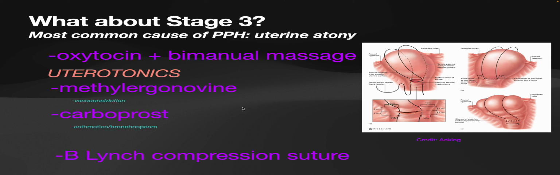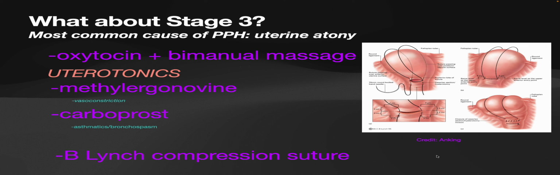Other things we can do if we're not making any progress with oxytocin and bimanual massage: uterotonics. So methylergonovine is widely available, fairly cheap, and often a first choice. Granted, that is if the mom does not have hypertension, because beyond causing uterine contractions, it also causes vasoconstriction, which we all know can worsen hypertension. I do believe it's also contraindicated in cardiovascular disease as well.